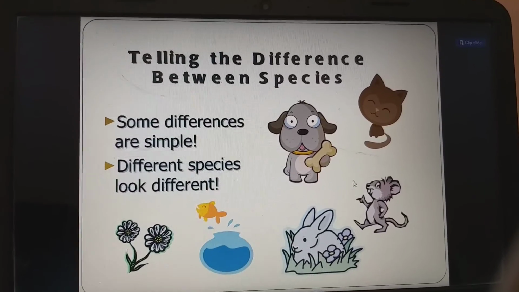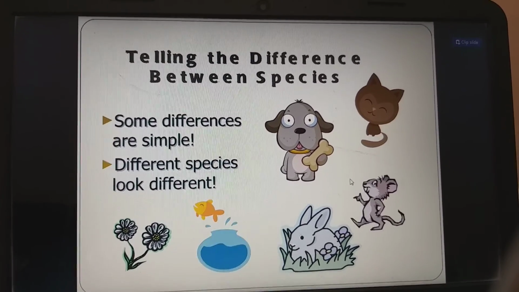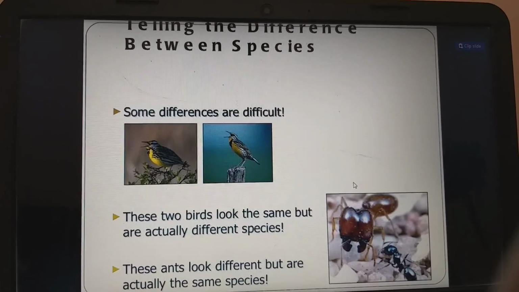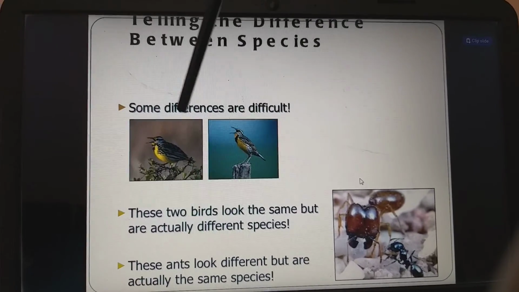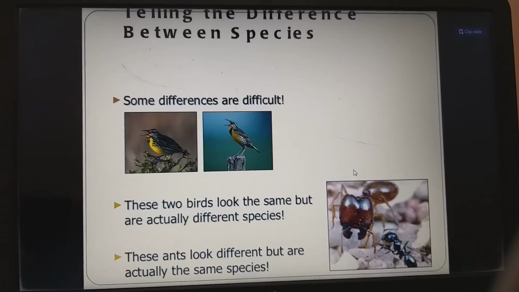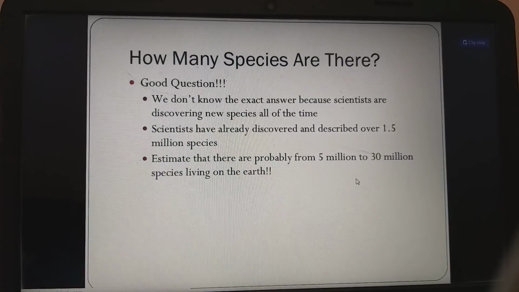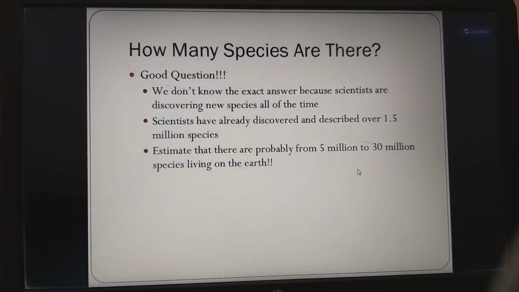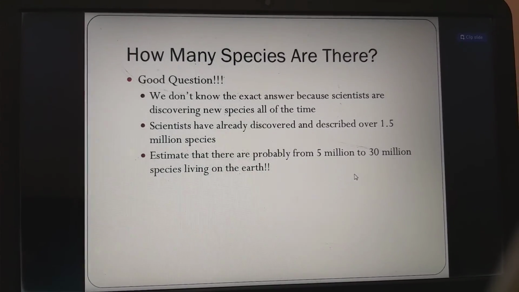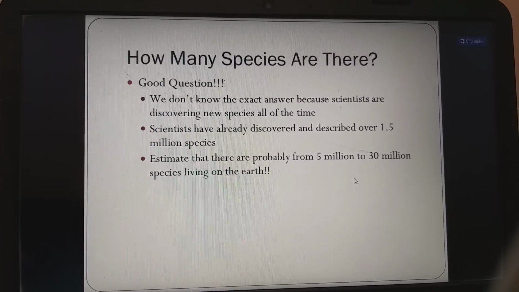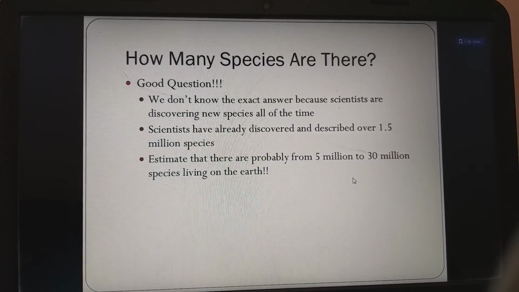Some differences are simple. Different species look different, right? But some differences are difficult. For example, these two birds look the same, but they actually come from different species. These ants look different, but they are actually from the same species, right? So how many species are there? It's a good question. We don't know the exact answer because scientists are discovering new species all the time. Scientists have already discovered and described over 1.5 million species. Estimates are that there are probably 5 million to 30 million species living on the earth.